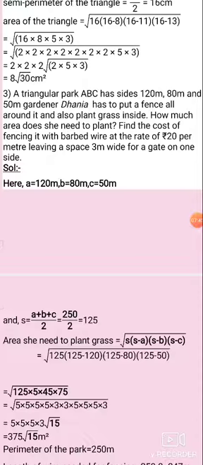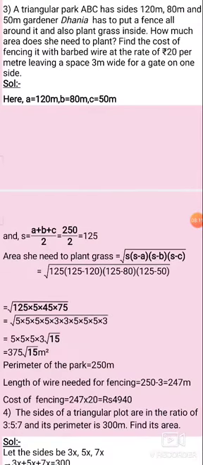So the area of that portion is equal to what? Square root of S into S minus A into S minus B into S minus C. So substitute the values. 125 into 125 minus 120, 125 minus 80, 125 minus 50. So which is equal to 125 into 5 into 45 into 75. Now we need to prime factorize all that. At last, what we get? 375 root 15 meters square.